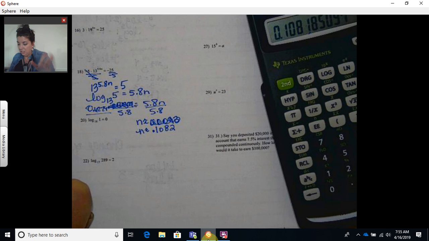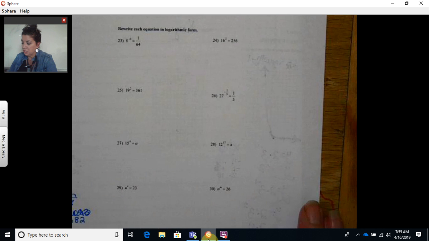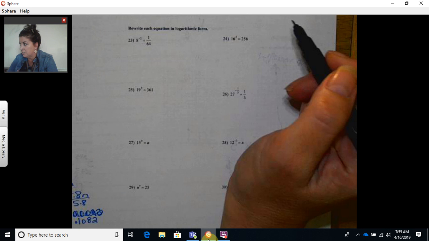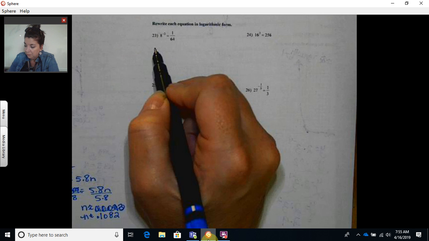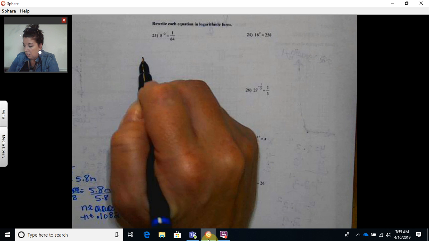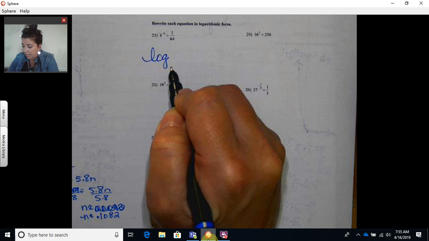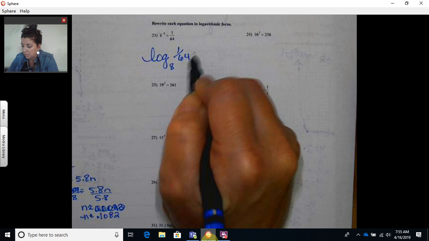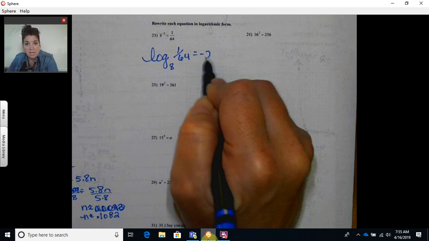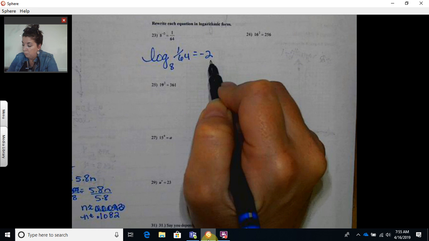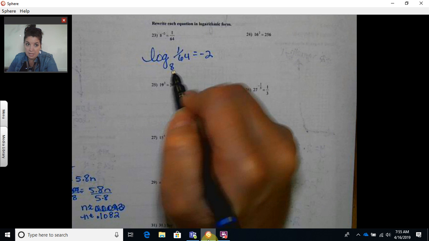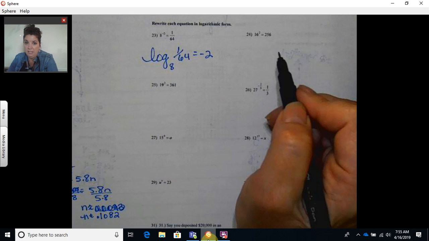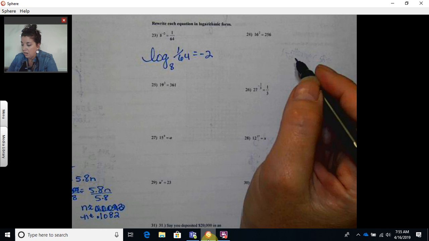All right, so 23 through 30, I'm just writing in logarithmic form, the opposite of what we just did on 19 through 22. So 23, it's in exponential form. Logarithmic form would be log base 8 of 1/64 equals -2. And is it okay if the y spot is negative? Yes, but your base can't be negative, and what you're taking the logarithm of can't be negative. But what it's set equal to, that can be negative.